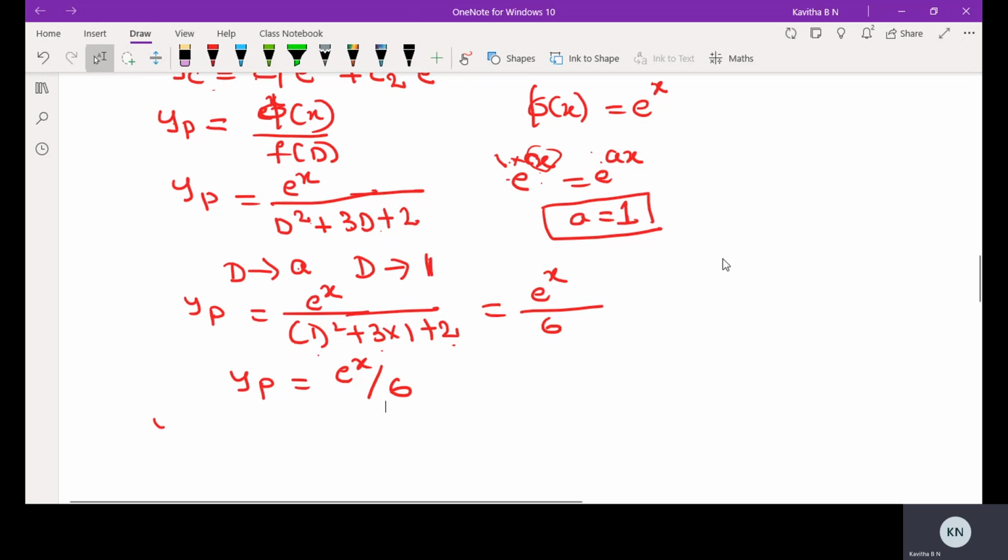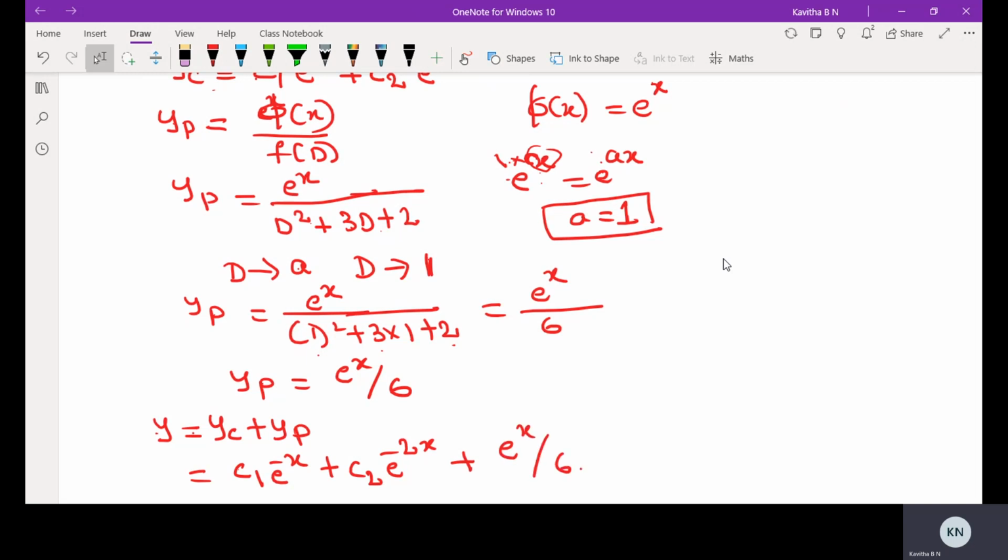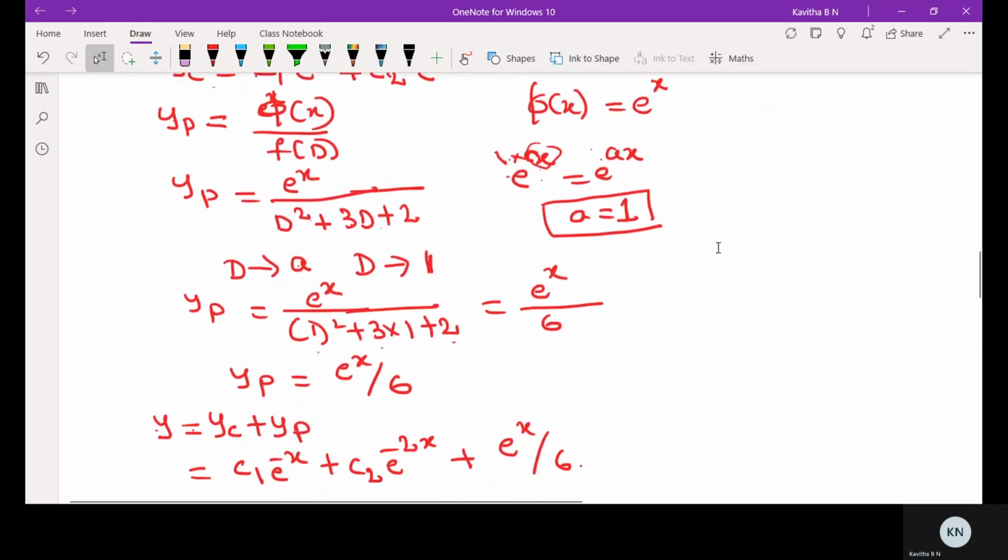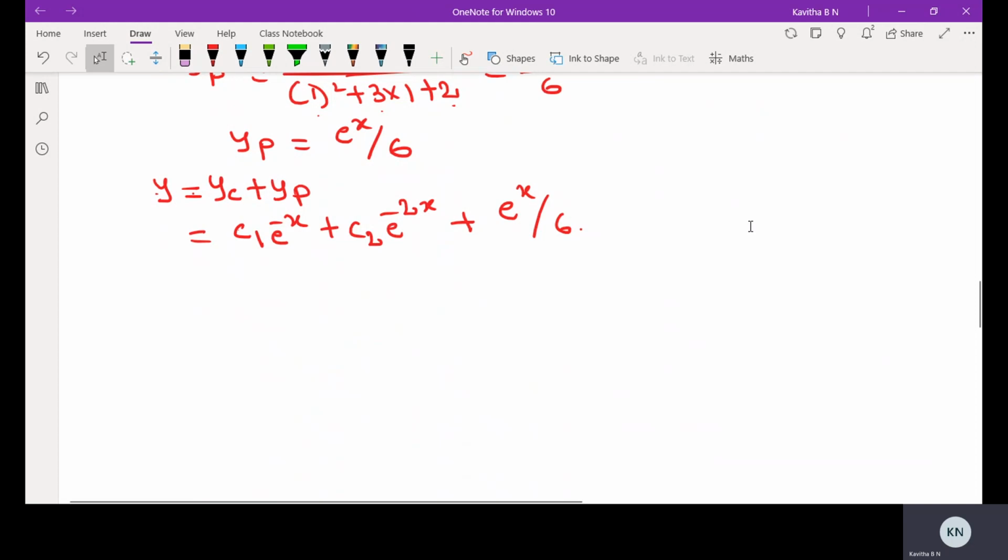Then the last step is very important. If you write it down, the last step is compulsory. Otherwise 1 mark will be cut. Okay, y is equal to yc plus yp. Yc we just found: c1 e to the power of minus x plus c2 e to the power of minus 2x, plus yp, which is e to the power of x by 6. Okay, then understood now?